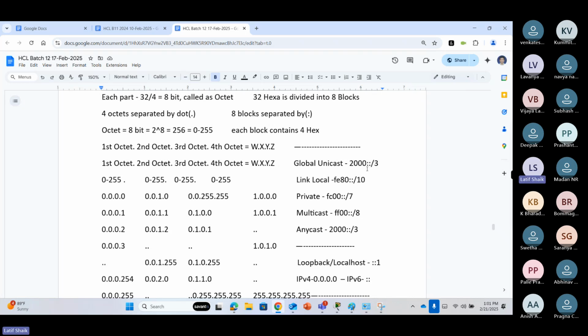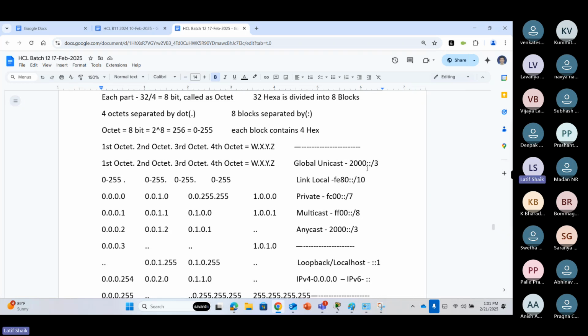Private IP. Within the private, you can communicate. Okay. Link local, FE80. System self-generated IP address. FE80.